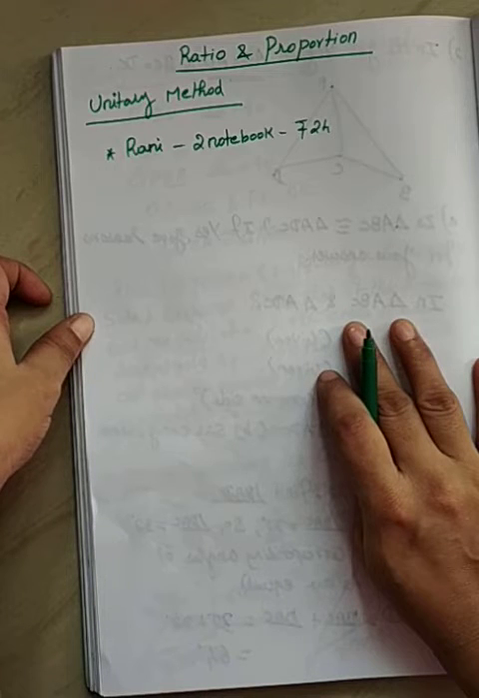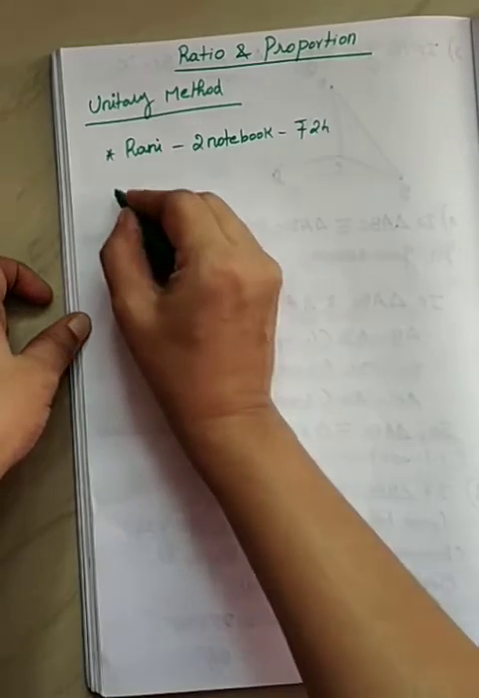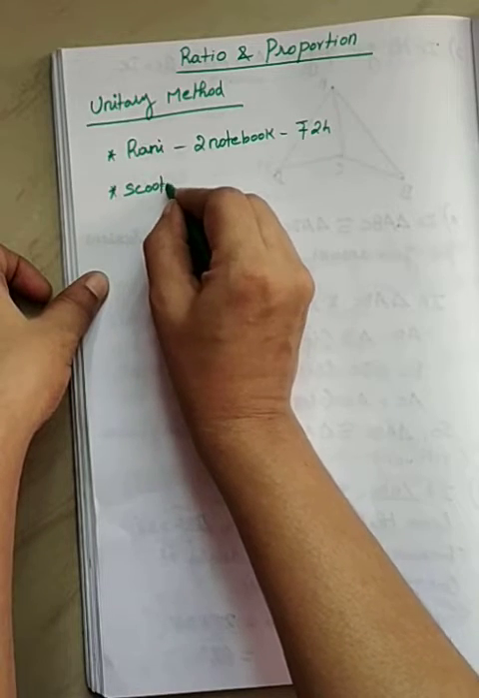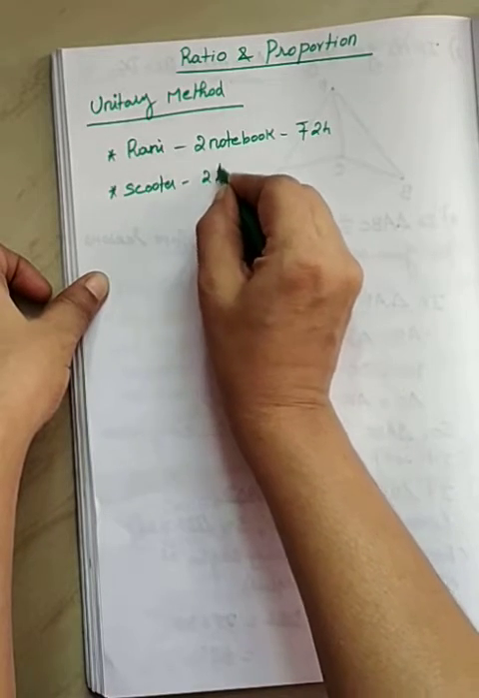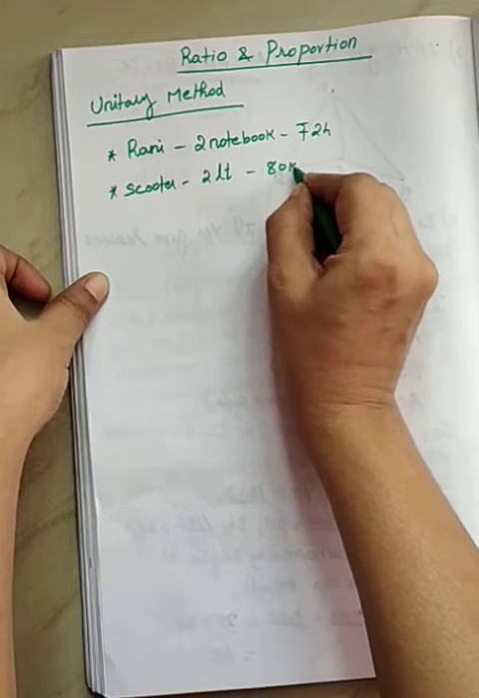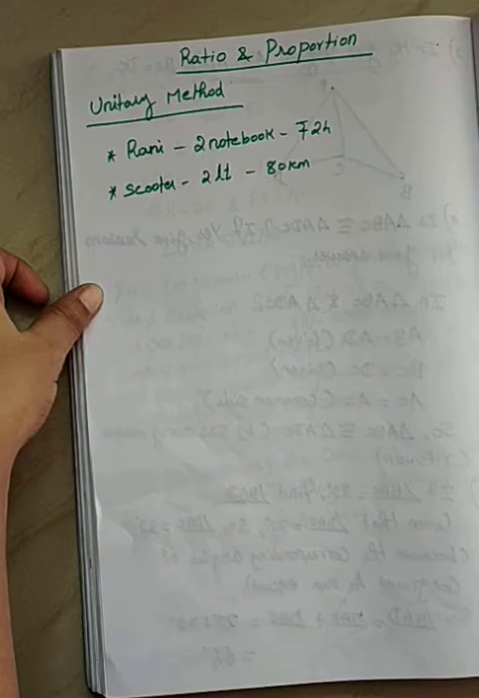A scooter required 2 liters of petrol to cover 80 kilometers. Two liters of petrol cover 80 kilometers. How many liters of petrol are required to cover 1 kilometer? These are examples of the kind of situations that we face in our daily life. How would you solve this?